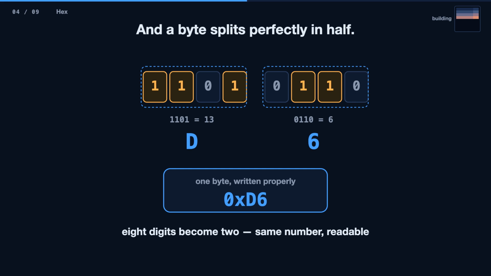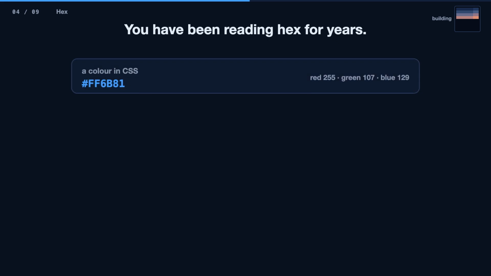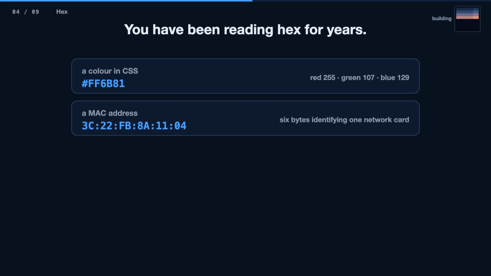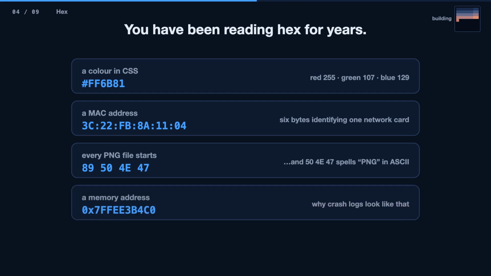You have been reading hex for years without noticing. A color code in CSS is 3 bytes. A MAC address is 6. Every PNG file on Earth begins with the bytes 89, 50, 4E, 47, and those last three spell PNG in ASCII.